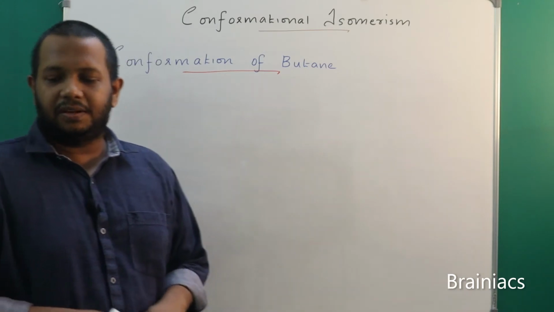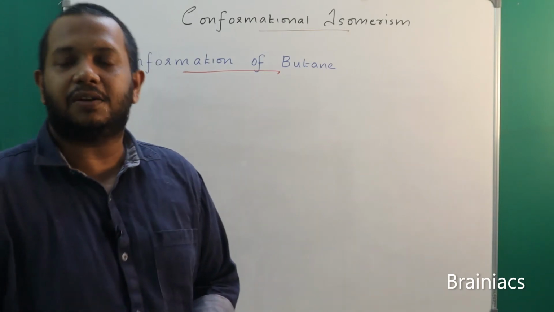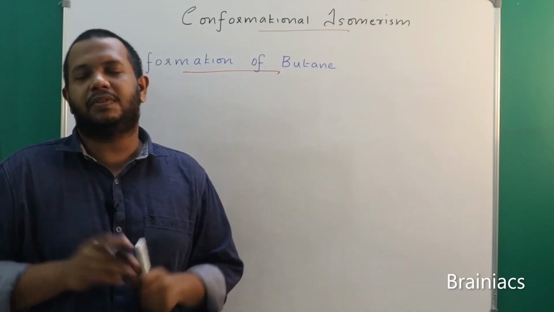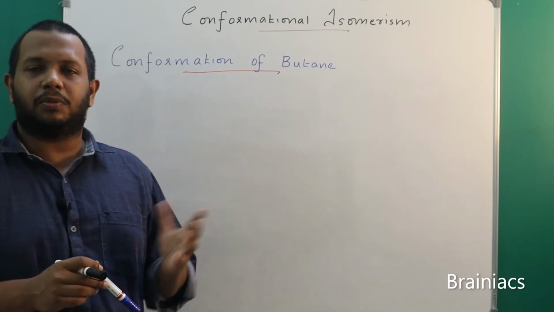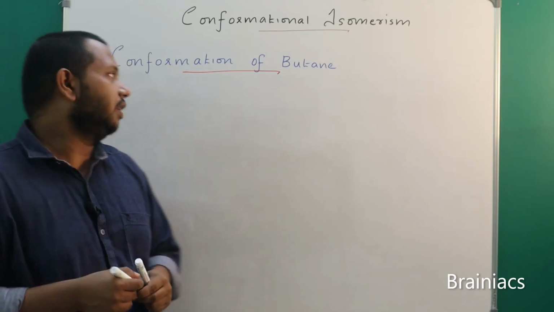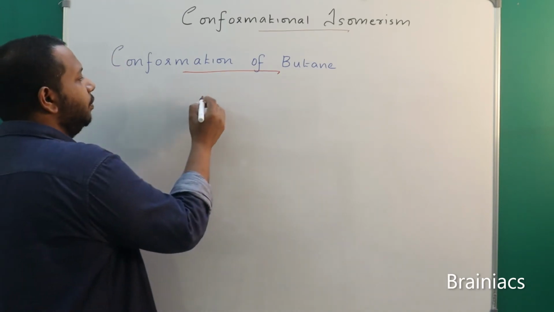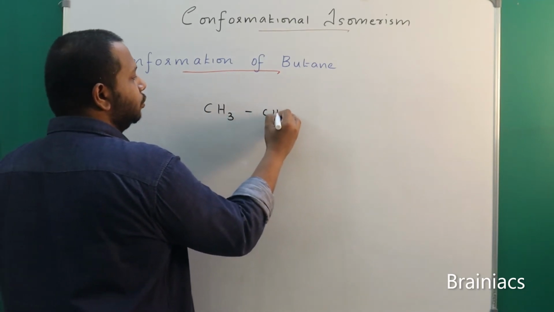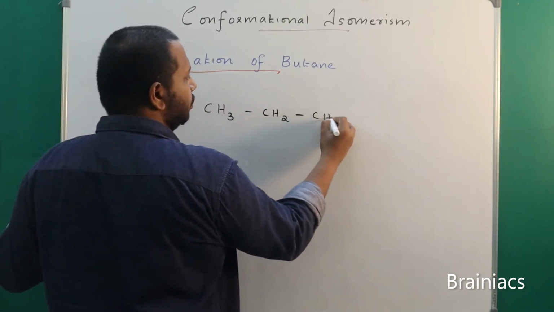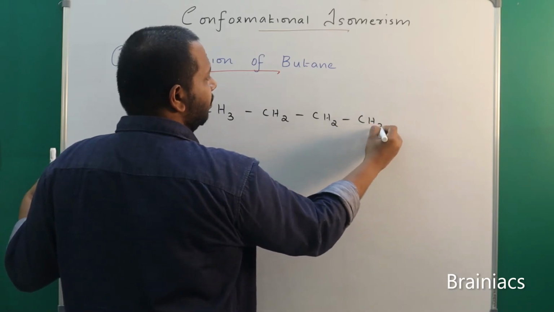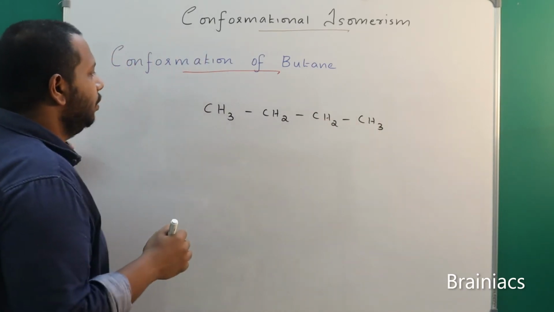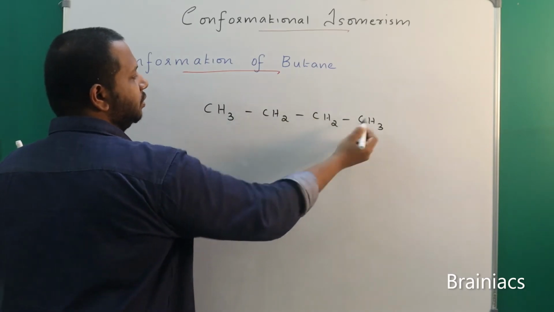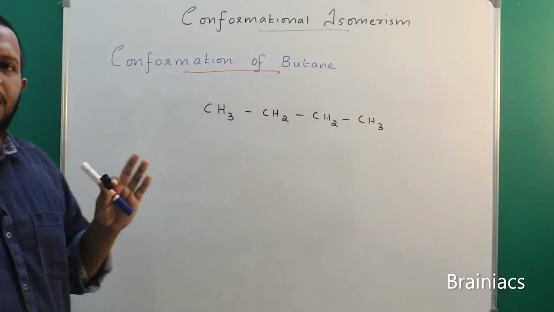Hi dear students, in my last class we were seeing the conformations of ethane. Now we will draw butane and first see whether conformational isomerism is possible for butane. We know the molecular formula of butane is CH3, CH2, CH2, CH3. If you see here, a continuous sigma bond is there, 1, 2, 3. So conformation is possible, that is for sure.